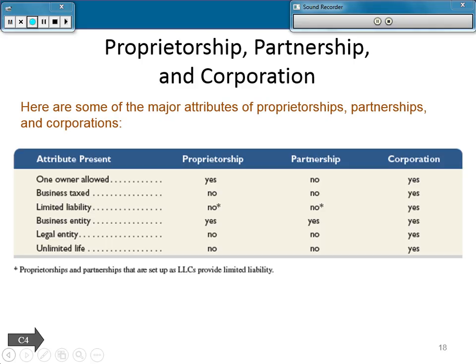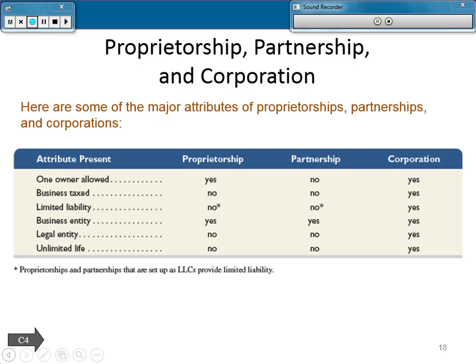Unlimited life, no, because if the person dies, what happens? It's over. It's a proprietorship. It's over. Partnership, one owner allowed? No. A partnership is defined by 2 or more people. Is the business taxed? No. If it's 2 partners, guess what? They pay taxes on their income shares from that business separately. Limited liability, no, because each partner takes on a percentage of liability. All of that is written out in a contract from the beginning.